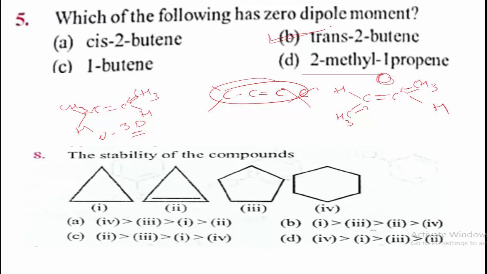Next, question number 8. The stability of the compounds. Here cyclopropane, cyclopropene, cyclopentane, cyclohexane structures are given, and we must arrange them by stability. Which one has higher stability, which one has lower stability, you only write the answer.